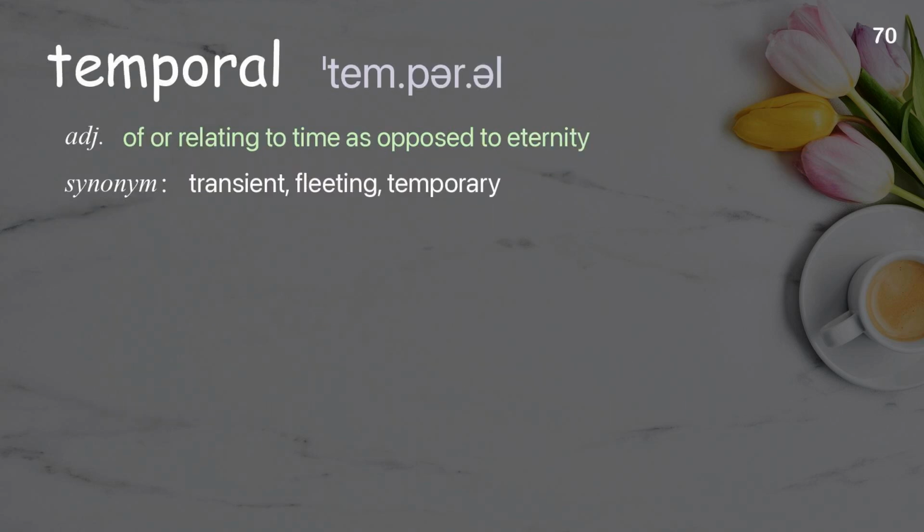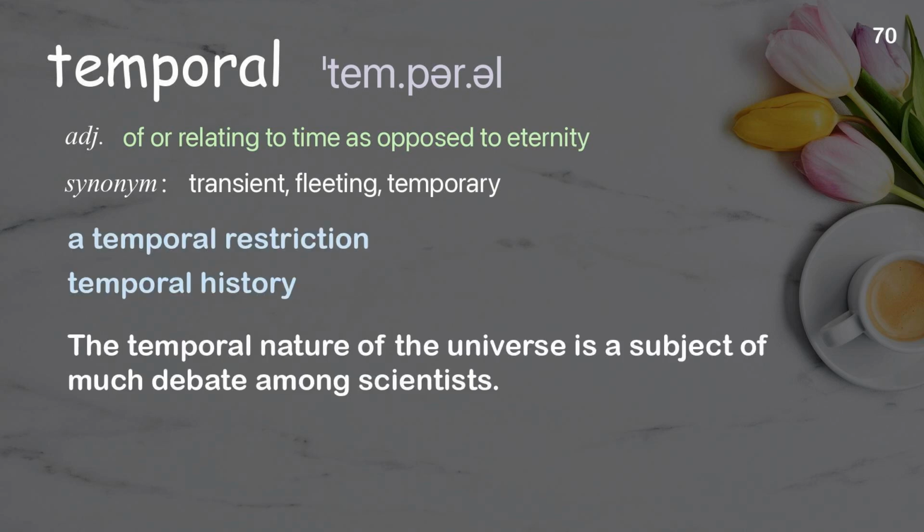Temporal. Of or relating to time as opposed to eternity. Examples: A temporal restriction. Temporal history. The temporal nature of the universe is a subject of much debate among scientists.